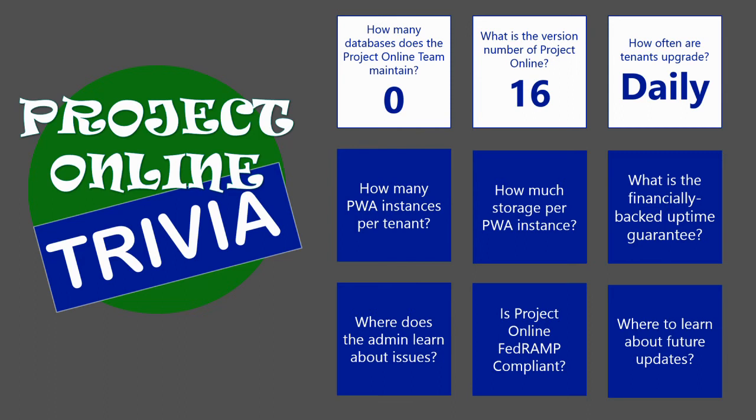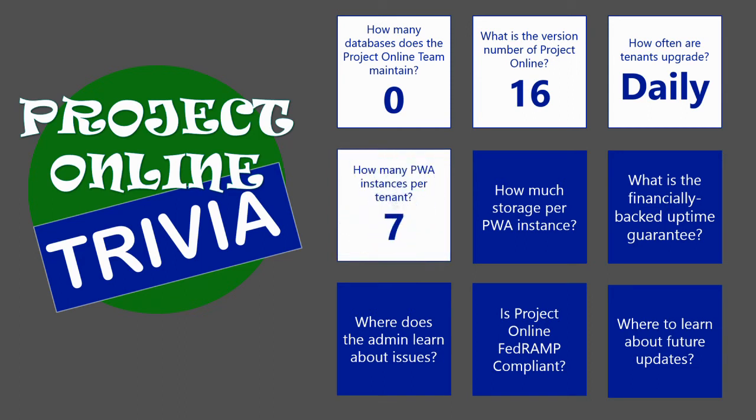Next question. Pen or shirt? By default, how many PWA instances can you create? 7. 7, correct. It used to be 3, but today it is 7 PWA instances that you can create. The one important point that I want to drive home here is we do this to manage capacity.